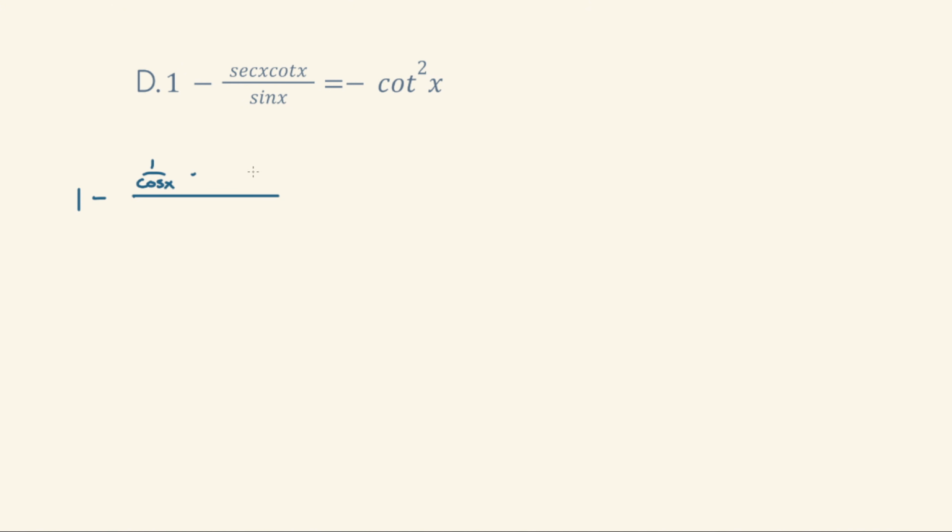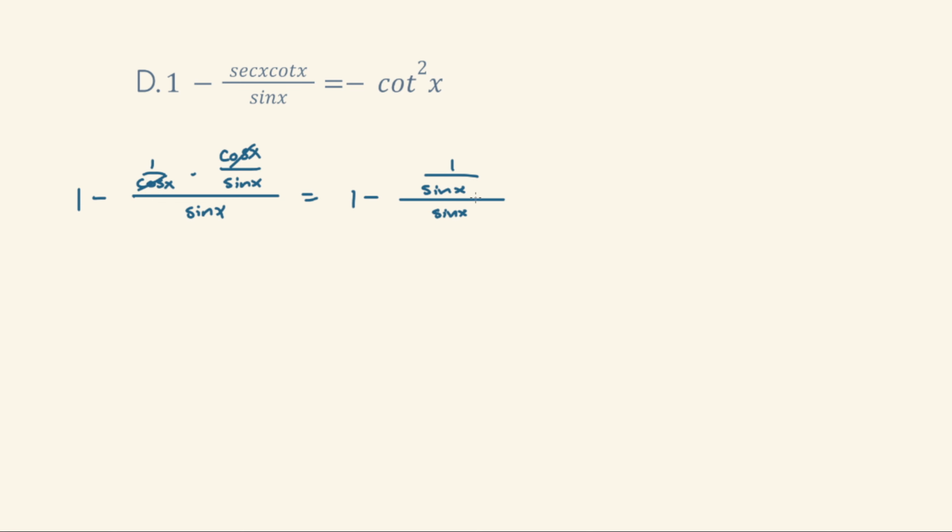And cotan x. What is cotan x? That's cos x over sine x. And in the denominator, we still have sine x, okay? And now notice these cos x here cancel out. So we're left with 1 minus 1 over sine x, and that's divided by sine x.